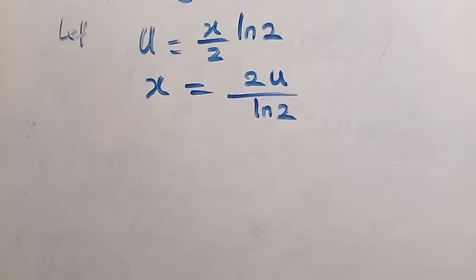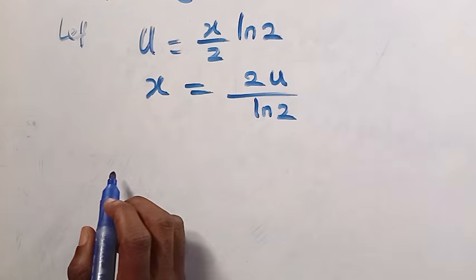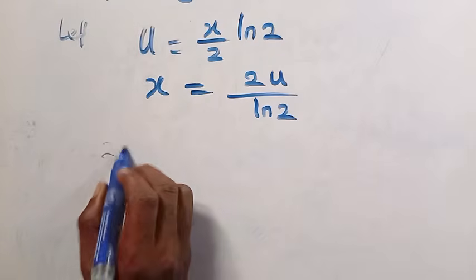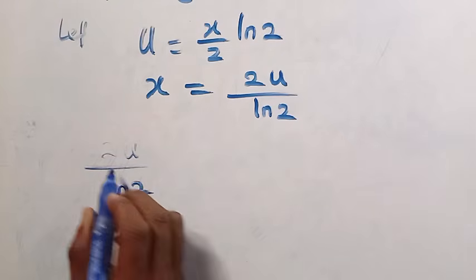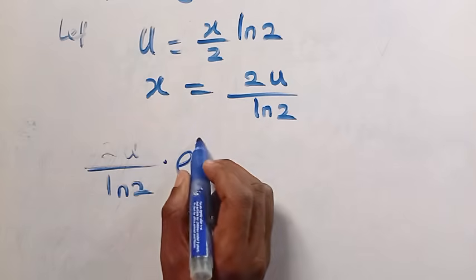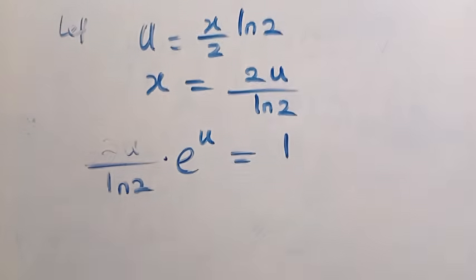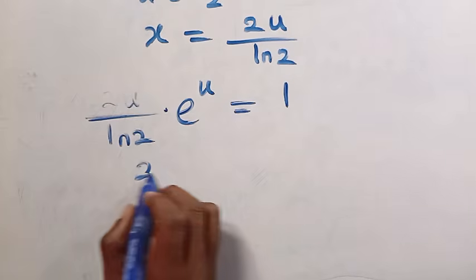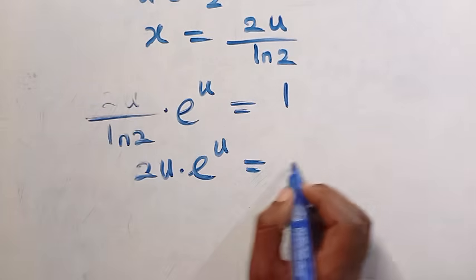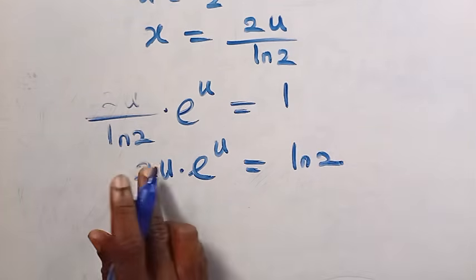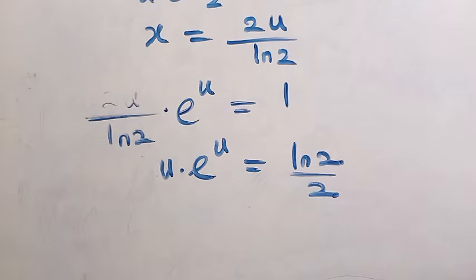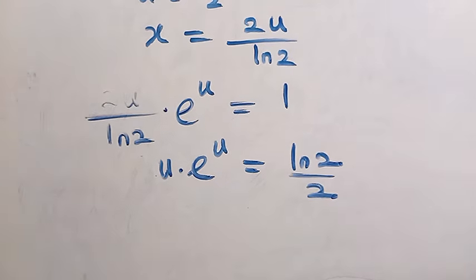If I go there and replace, this time around I'm going to neglect the absolute value of x, but later I will use it to consider the positive and the negative side. So we are going to have 2u divided by ln 2, then multiplied by e to the power of u, everything equals 1. If I cross multiply, we have 2u multiplied by e raised to the power u equals ln 2. Divide both sides by 2, so we have ln 2 over 2. And this follows the rules of the Lambert function.